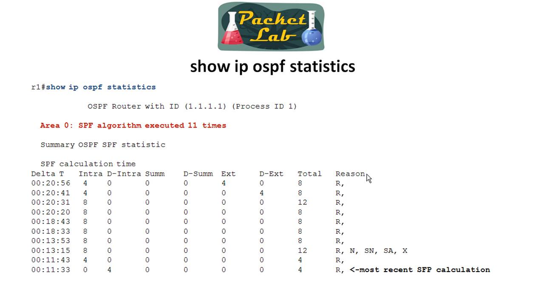And then we have a reason code over here. And the reason is going to give you basically the LSA type that triggered the calculation. You can see here that most of these are R.